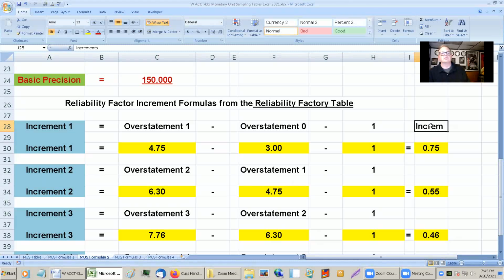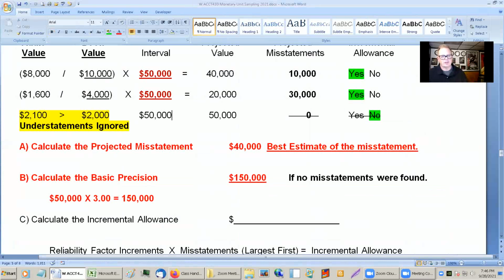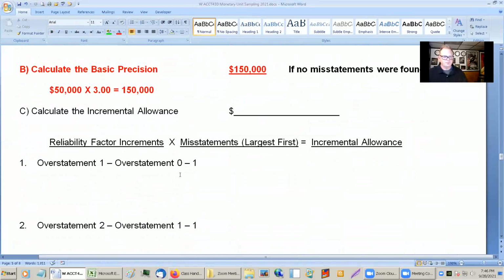Showing increments. So let's go back to our problem here. Okay, so kind of reiterating what we just did.